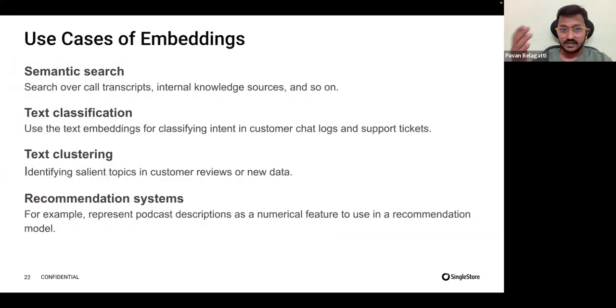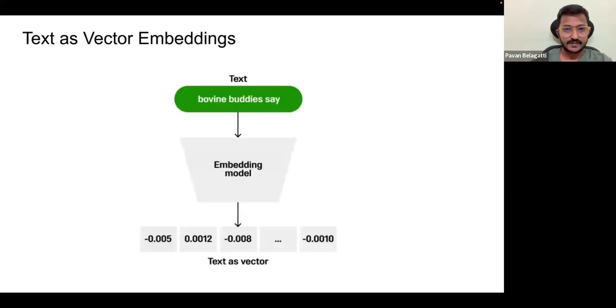So yeah, these are some of the use cases of embeddings, where you can use them: semantic search, text classification, text clustering, and recommendation systems. You might see this in Netflix. If you have watched something, it will recommend the same genre of movies or series. That's what we call recommendation systems, and also in search engines, for semantic search and all those use cases. Those are some of the use cases of embeddings.